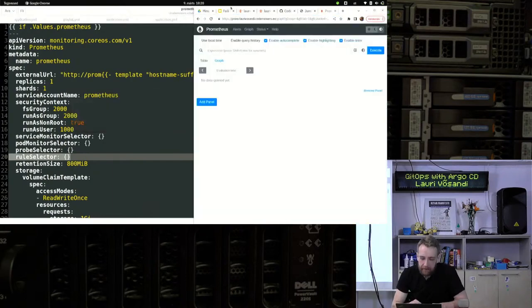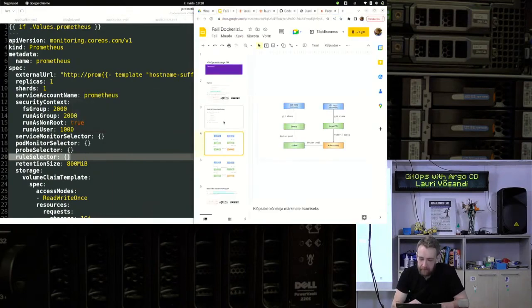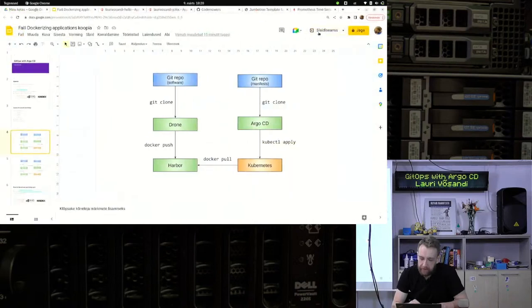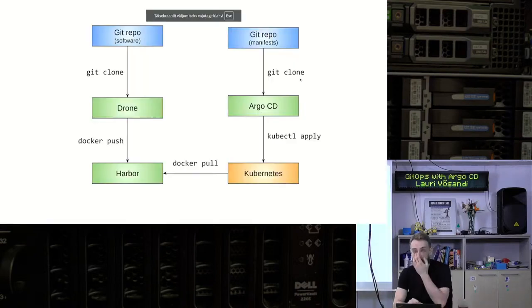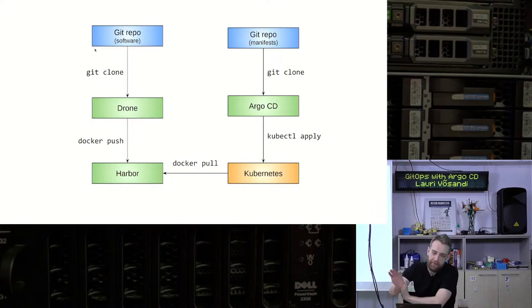If I jump back here, yeah, let's go back to this one. This maybe tries to elaborate this. So if you do this split, where the devs are developing the software, there is no manifest there, and SREs and DevOps are maintaining this manifest repo, then you will have one interesting issue if you do not decompose these pod monitors and alerting rules.